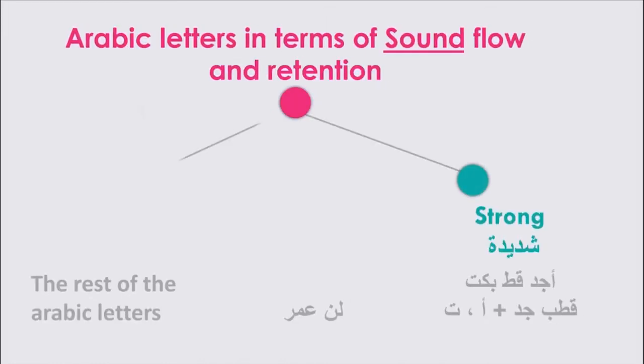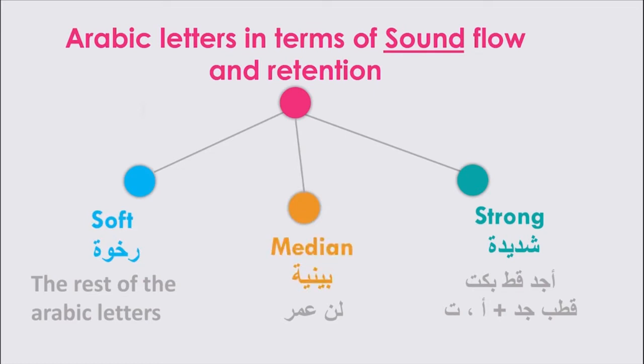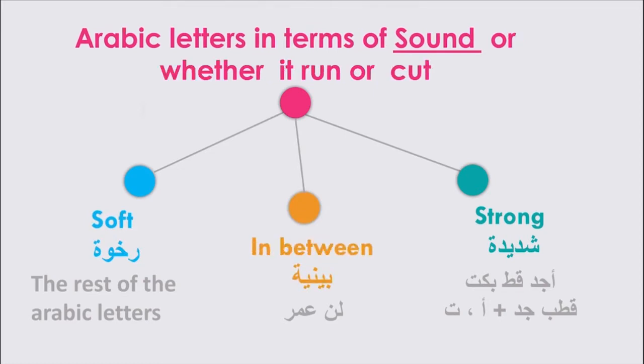We agreed that the letters, in terms of the sound cutting or running, are of three kinds: strong letters where the sound is cut, soft letters where the sound runs, and in between them both, which is التوسط or البينية. The strong letters, الحروف الشديدة, are أجد قطن بكت, and the الحروف البينية or التوسط are لن عمر, and the rest are soft.